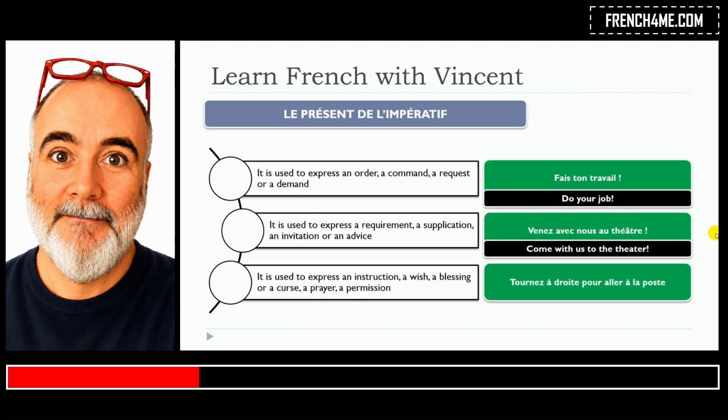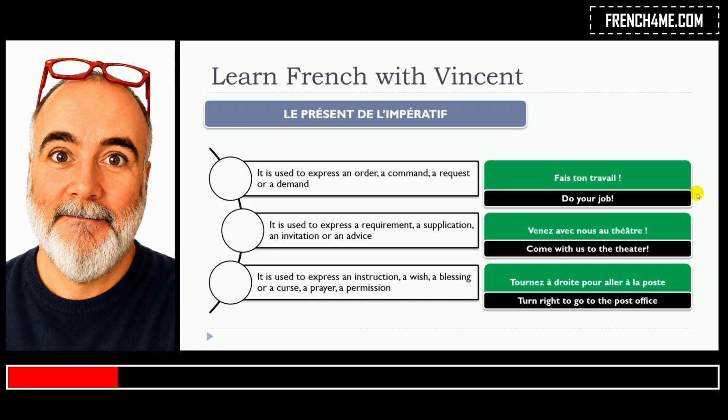And the last one, well, look, this is the classic one. Tournez à droite pour aller à la poste. Well, this is an imperative technically, but of course you're giving some instructions. You're not giving some orders. You are helping people to try to find the post office. Tournez à droite pour aller à la poste.